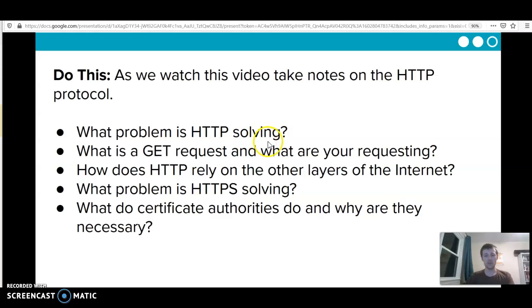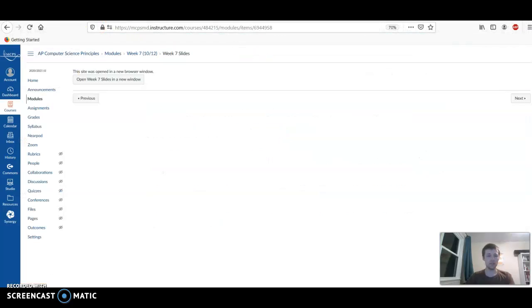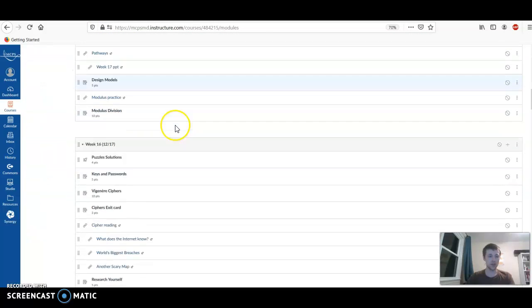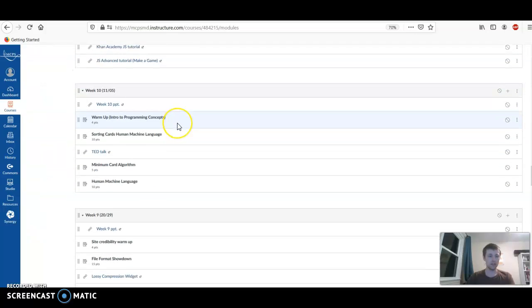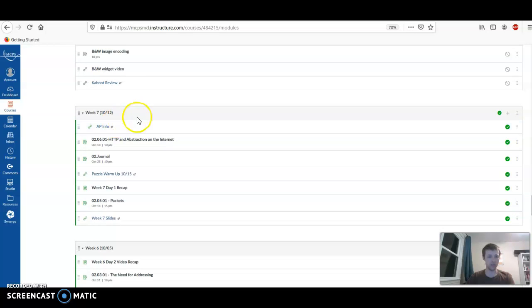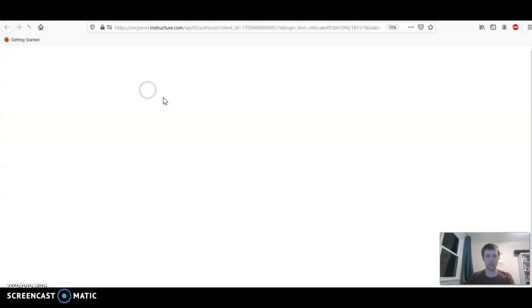To answer the rest of these questions, let's take a look at the assignment that you guys need to complete by Sunday at midnight. So underneath week 7, you will find the assignment posted right here. It is titled 020601. Let's take a look at what it looks like.